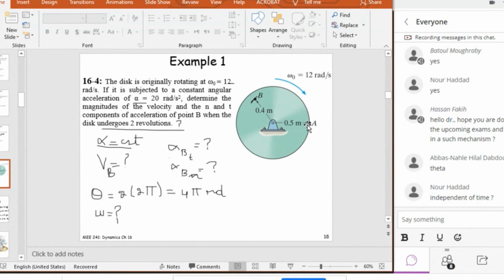And then the points on this disk will have different velocity and acceleration depending on their radius, right? Or depending on the distance from the point of rotation, which is here the center of the disk, to the point considered. All right, guys? So this is a very easy example. Do you have any question? Okay.